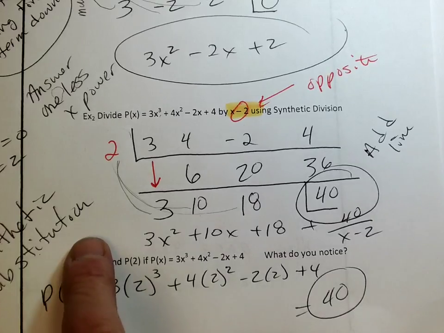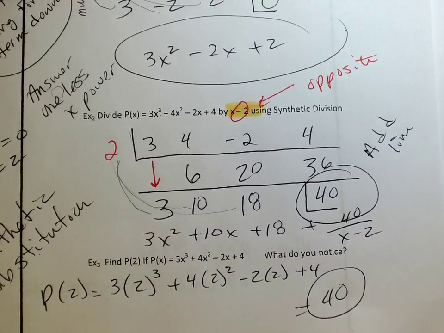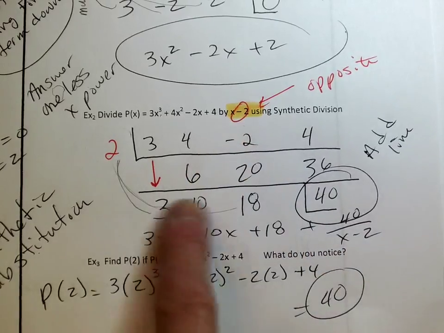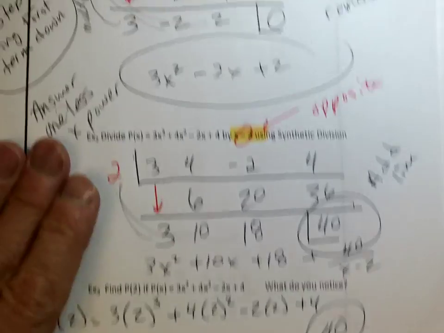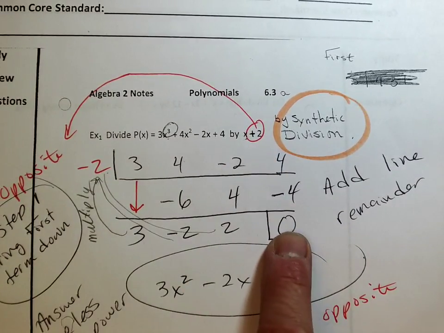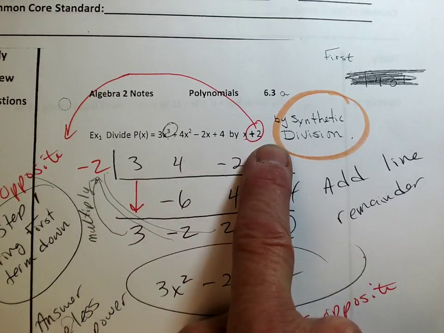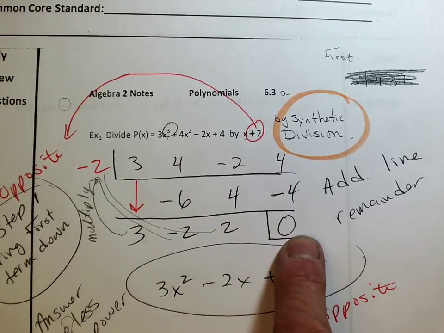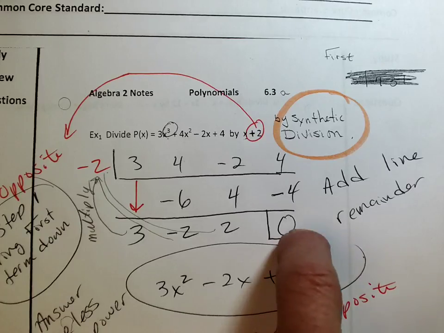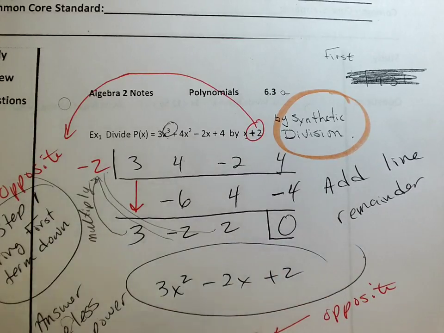Why is synthetic substitution so easy? Because if I ask, is this a factor? Factor means the remainder is 0. If I plugged in 2 and got a remainder of 0, and if I were to plug in negative 2, guess what I'd get for a remainder? You can give it a try. If you plugged in negative 2 right here, you would get an answer of 0. So synthetic substitution will tell you the remainder. The only reason that's a big deal is that if you get a remainder of 0, this thing is a factor. It goes in evenly.